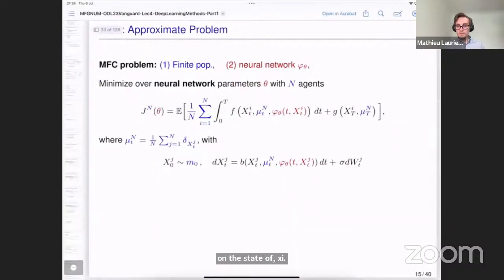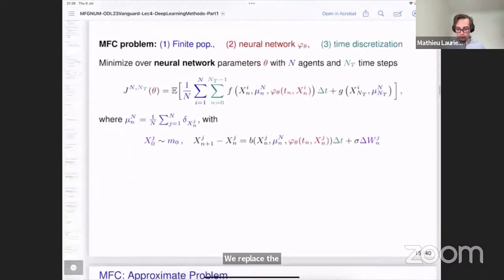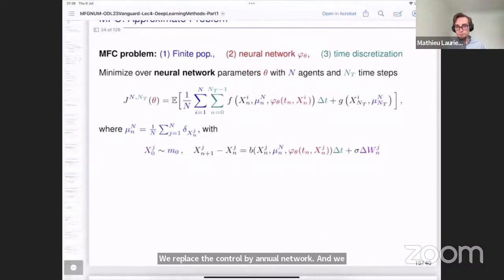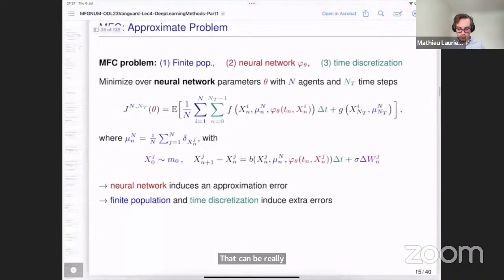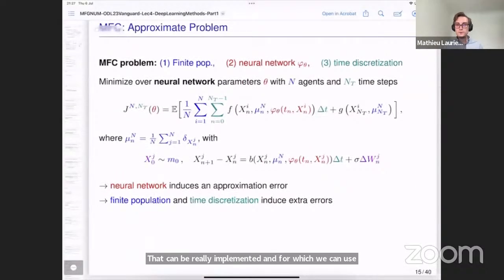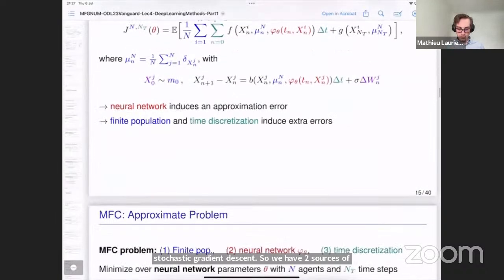We replace the control by a neural network, and we discretize time as we did in the previous case. Now we have a fully discrete problem that can be really implemented and for which we can use stochastic gradient descent. So we have two sources of errors besides the neural network: finite population and time discretization.